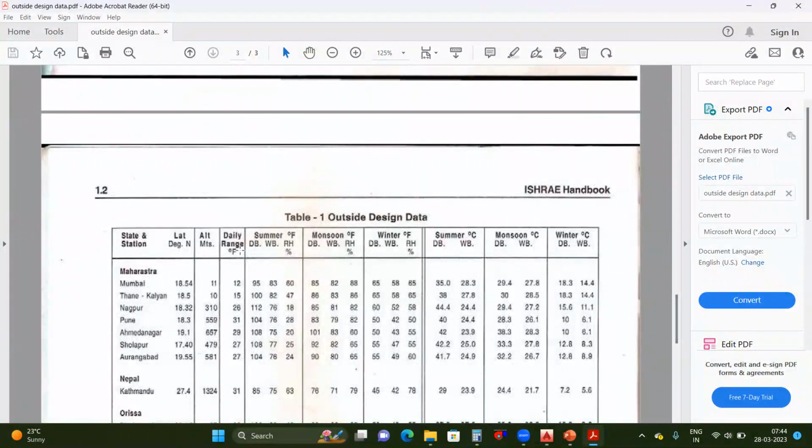Okay. So summer conditions: dry bulb, wet bulb, and RH. Monsoon, winter. This is in Fahrenheit. Same thing, summer, monsoon, and winter, that is in degree centigrade. So we are taking the values in Fahrenheit. I will consider this as the summer season, so I will design for the summer. I need to take the value of dry bulb, wet bulb, and relative humidity. So three values are available.